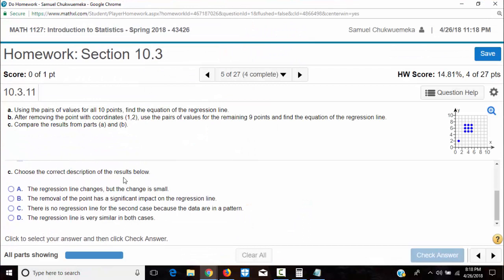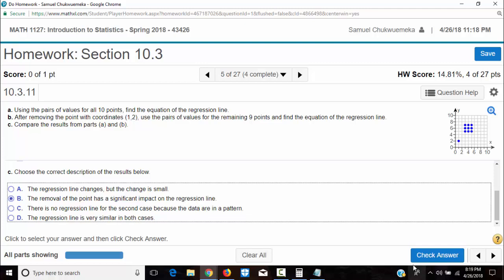Choose the correct description of the results below. As you can see here, the removal of the point has a significant impact on the regression line. With that point, we had a positive linear relation. Without the point, we didn't have any relation at all. So the removal of the point has a significant impact on the regression line.